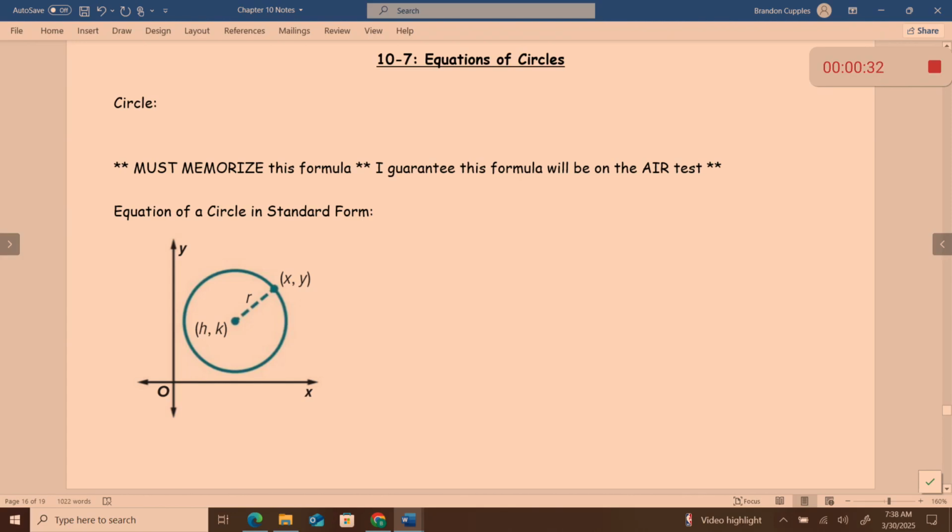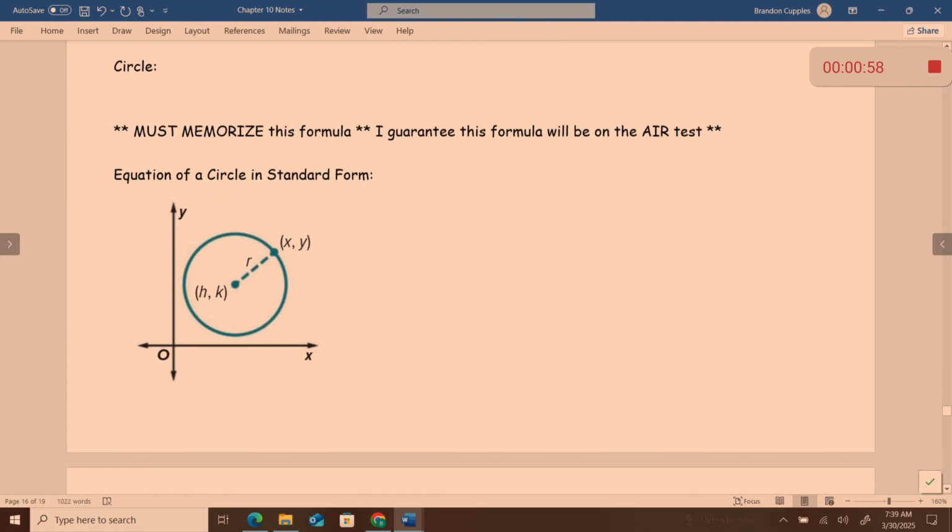What's nice is I'm going to teach you a way you can kind of cheat the system here with another formula that's on the formula sheet. So let's write this down. We talked back on the very first day of this chapter what the definition of a circle was. I want to review that real quick. It is the set of all points a given distance from a point. Again, the set of all points a given distance from a point.